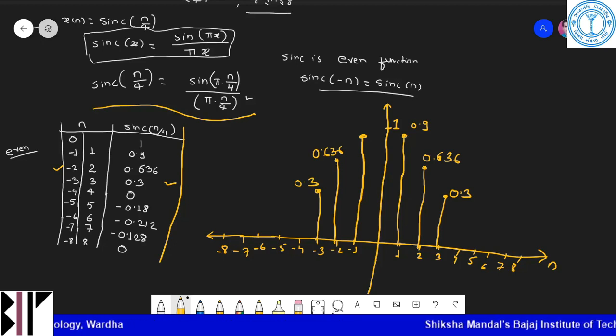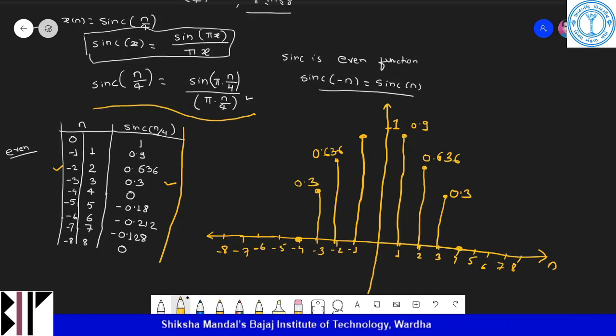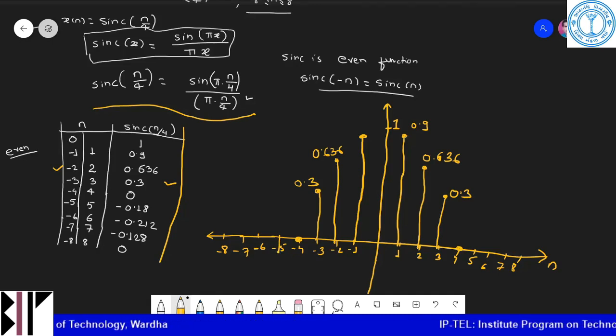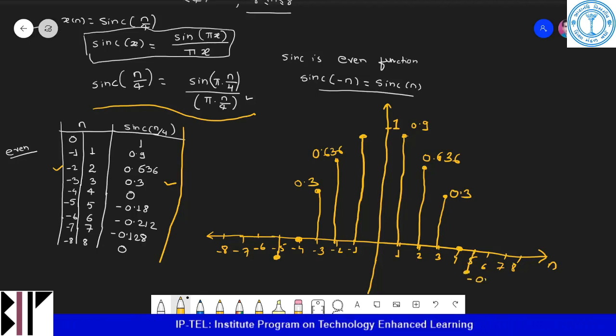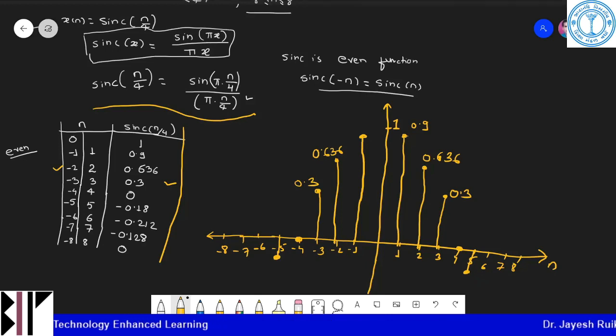At 4, the amplitude is 0. So this is 0, and this is also 0. At 5, it is minus 0.18. I will elongate it. At 5, so minus 0.18. I will write it on this side. Minus 0.18. This is also minus 0.18.